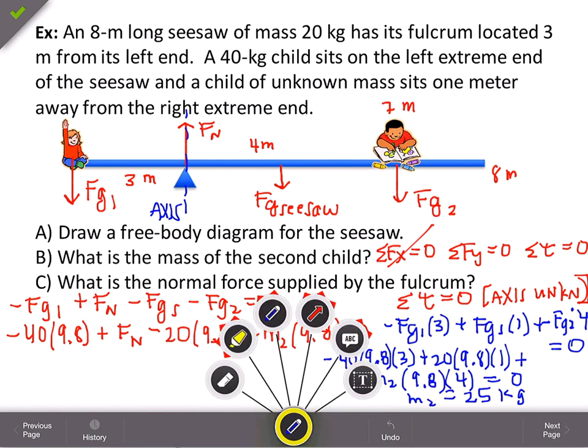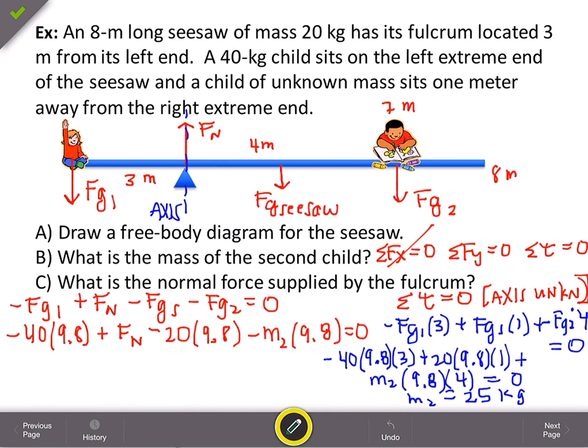And if we now go on to part C, it asks us what is the normal force supplied by the fulcrum. I've done all the work now. All I have to do is plug M2 back into my Newton's equation in the y direction. And when you solve for the normal force supplied by the fulcrum, you get 833 newtons.